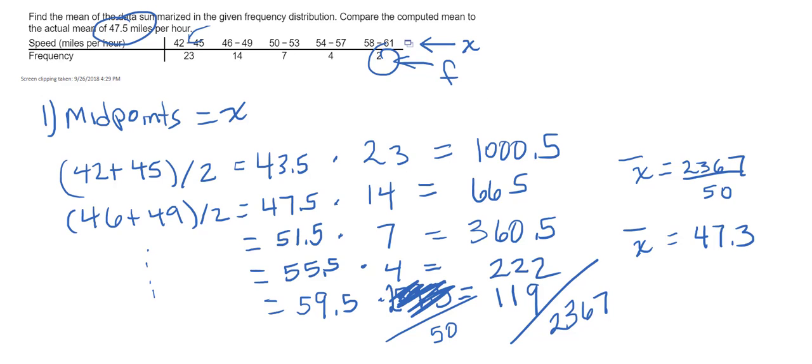So it's a little tedious with all the different steps and everything, but just remember, if you're given just one x, then you just multiply the x times the frequency. If you're not, then you have to do this whole midpoint thing.